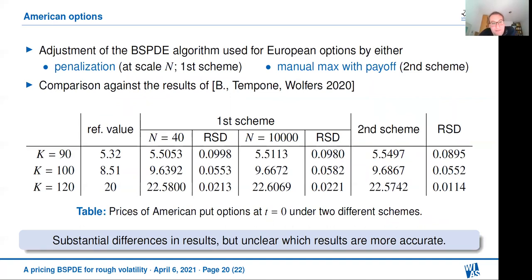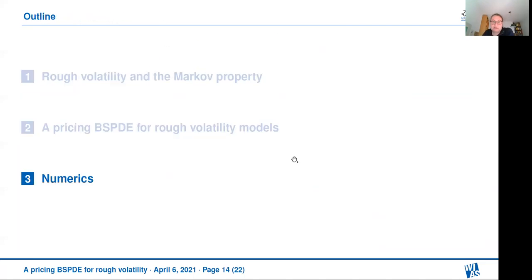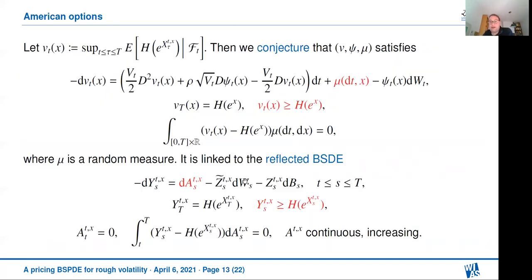Now let's get back to the American option price. And here I have to admit, there's something I don't understand. So we again solve the American pricing PDE. We actually do it using the BSPDE formulation. We do it by two methods. One is penalization. So remember you had this local time here. You have to push yourself above the barrier given by the payoff function.